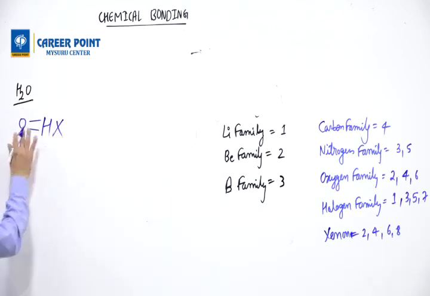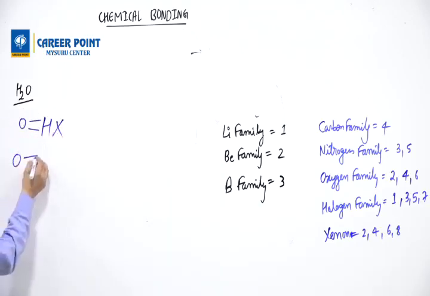So what will I write? I have to draw 2 lines. But those 2 lines will not be with the same atom. One with hydrogen, one with hydrogen. Understand like this? And 2 hydrogens must also be present. Understood this? This is easy, right?